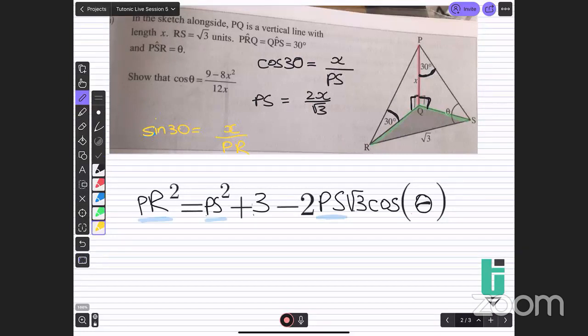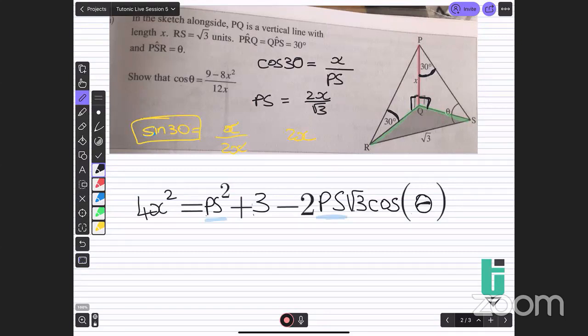Because if you think about it, if you wrote here 2x, what is x over 2x, guys? A half. And what's sine 30? A half. So you guys see this. So if PR is 2x, what is PR squared? 4x squared. Great.